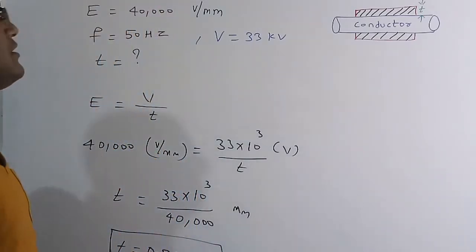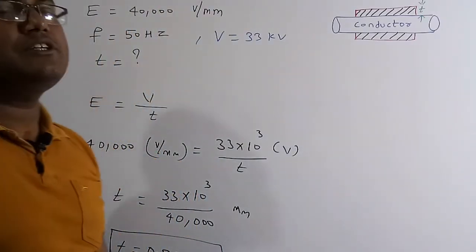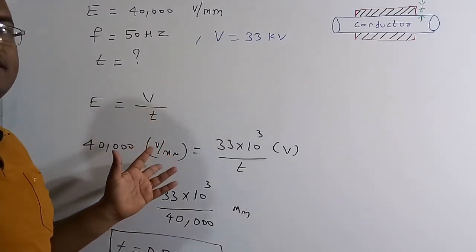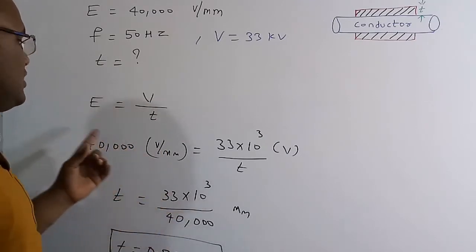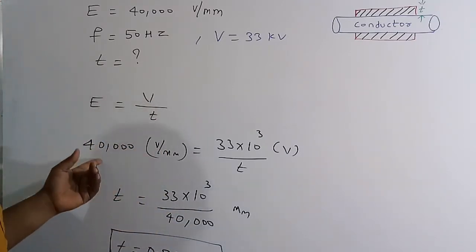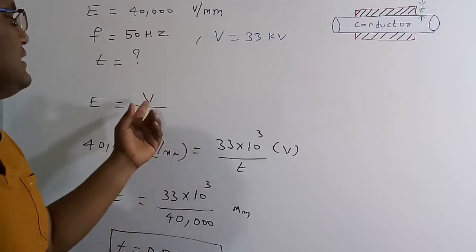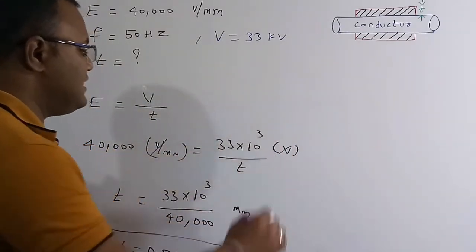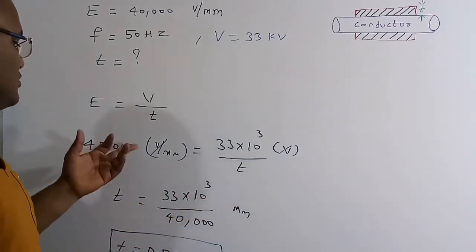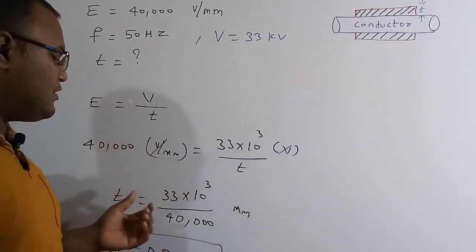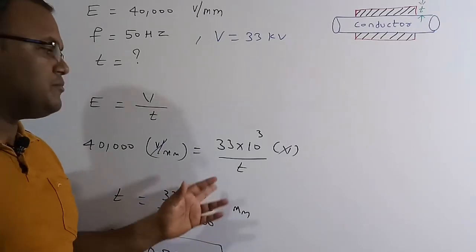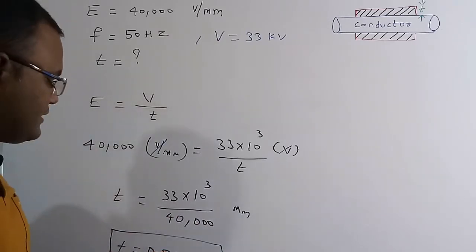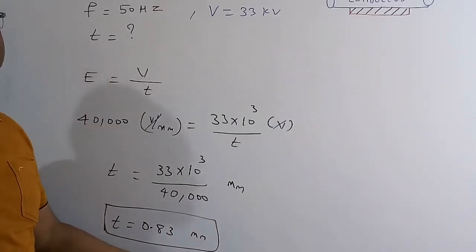So based on this data we have to find how much thickness of insulation we need. The basic formula is electric field equals voltage by distance, where distance is the thickness of the insulation. The electric field given is 40,000 volt per millimeter, which equals 33 kV by T. Volt cancels with volt, and taking T downward for simplification, T is equal to 33 into 10 to the power of 3 by 40,000 millimeter. After simplification, T is equal to 0.83 millimeter.